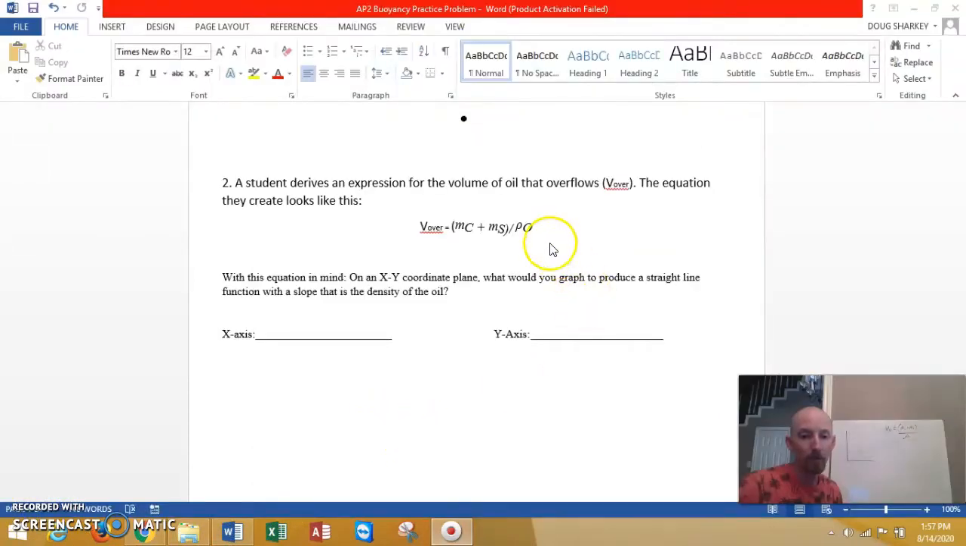The student comes up with this expression. The word expression just means equation or relationship. Okay. And they did something to come up with this. Probably a bunch of data was taken, and then they came up with this equation. Now, on an xy coordinate plane, what would you graph to get a straight line function whose slope would mean the density of the oil, right? So maybe you're trying to solve for the density of the oil. Well, it's in the equation right there.